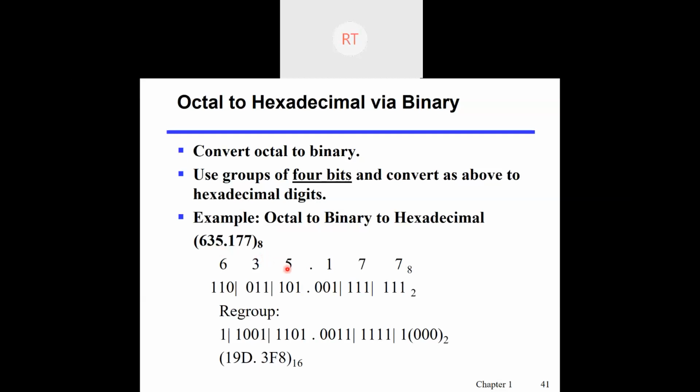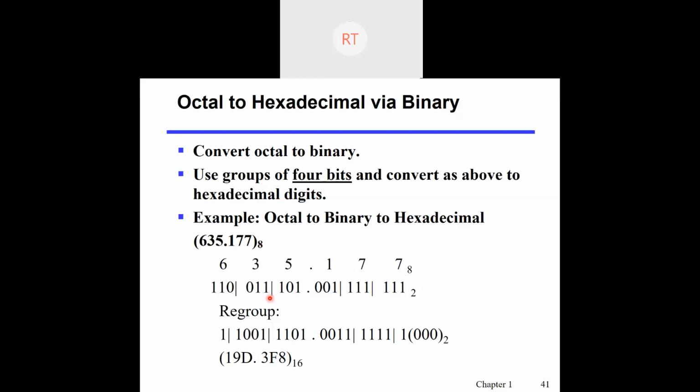Yes. So 5 will become 101. Can you tell me how come it is 101? 4 plus 1. Exactly. Now 3 will become 011. How come? 2 plus 1. Bravo. How about the 6? It will become 110. 4 plus 2. Exactly. We move now to the dot. You write the dot. And the 1 will become 001. Can you explain the 7? Because it is less than 8 and it is 4 plus 2 plus 1. Exactly. So what did we do? We converted from octal to binary.